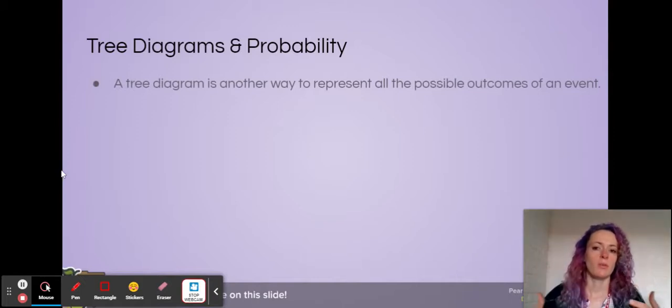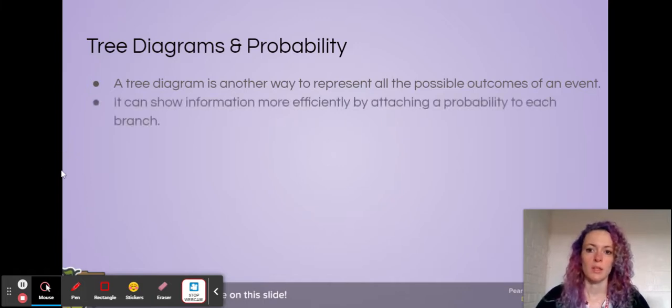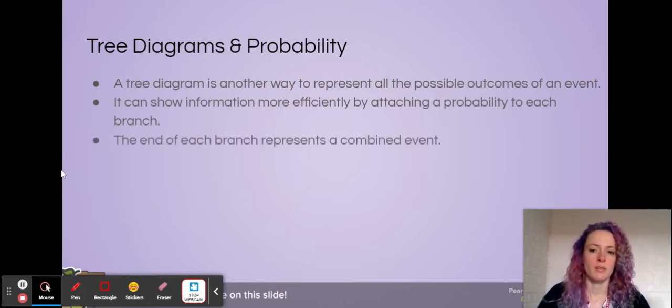So a tree diagram is another way to represent all possible outcomes in an event, like we saw with sample spaces a couple periods ago. It can show information more efficiently by attaching a probability to each branch. And the end of each branch represents a combined event.